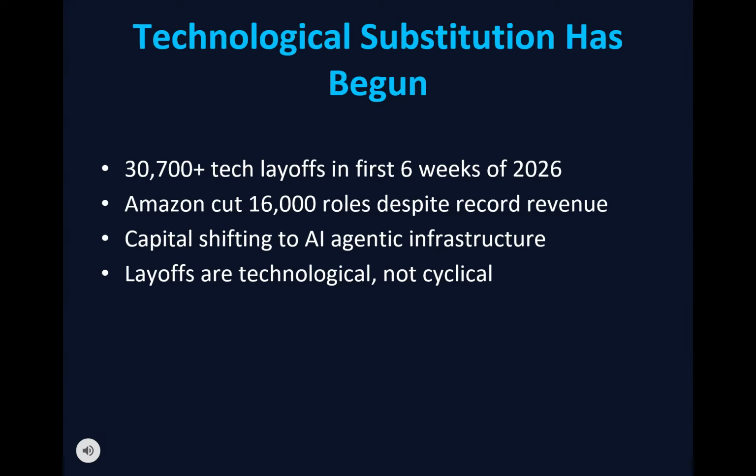Slideshow, slide 3. Technological substitution has begun. Technological substitution has begun. Bullet 30,700 plus tech layoffs in first 6 weeks of 2026. Bullet Amazon cut 16,000 roles despite record revenue. Bullet capital shifting to AI agentic infrastructure. Bullet layoffs are technological, not cyclical.